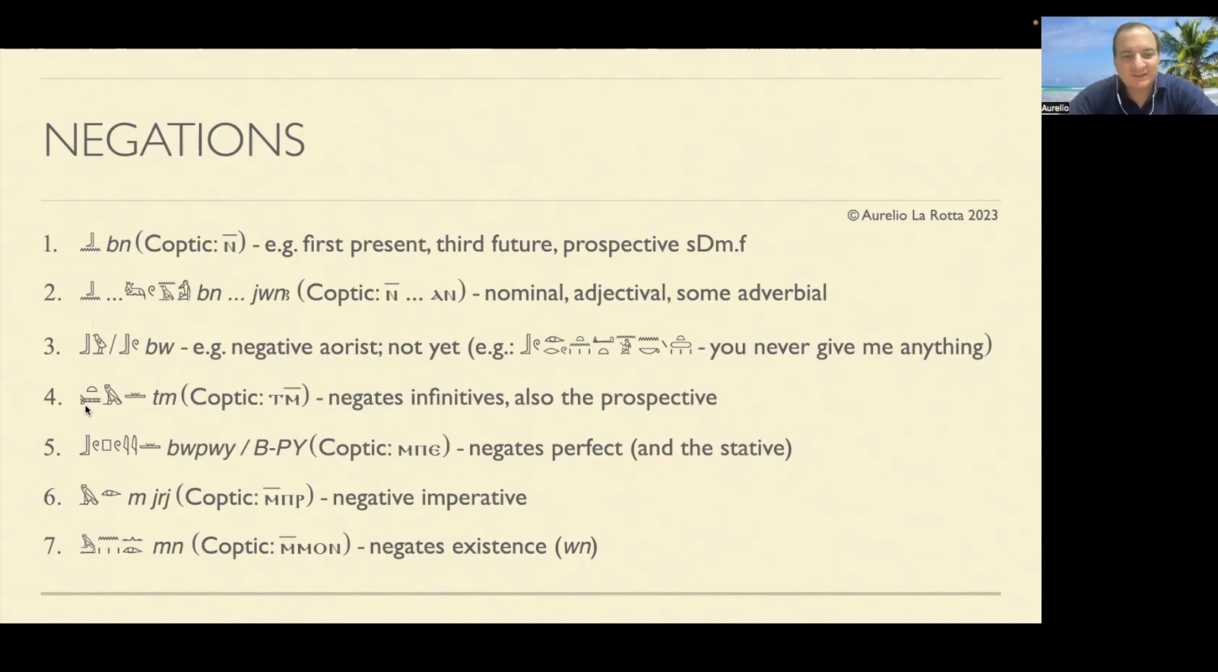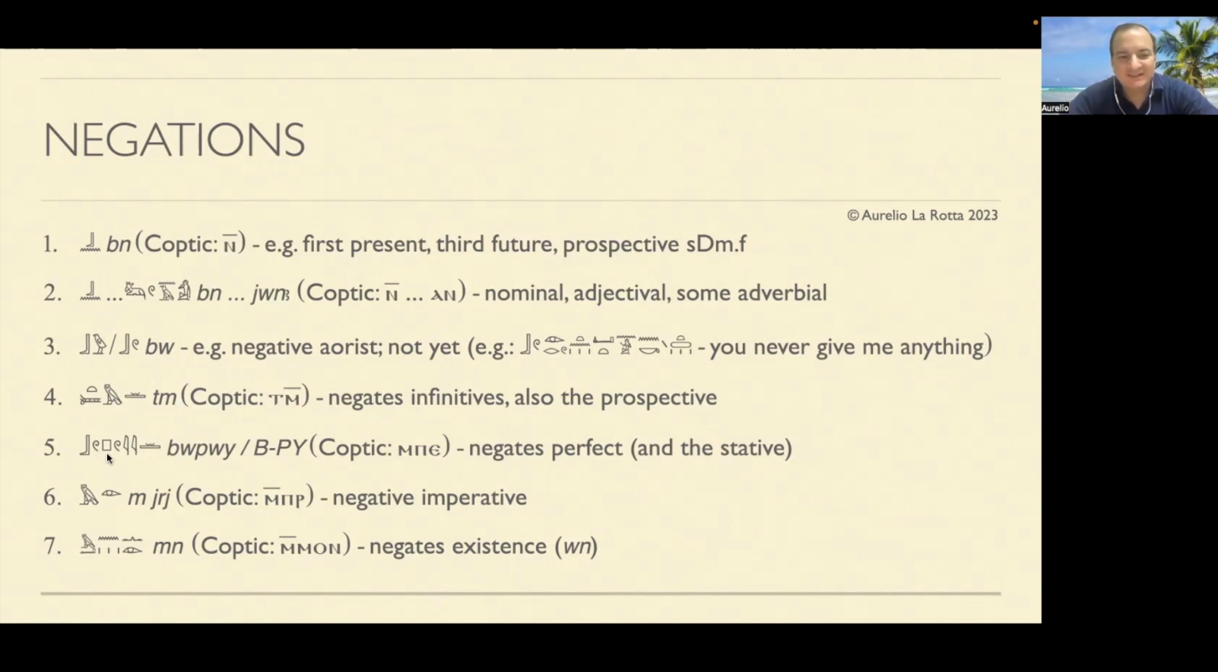Let's see, what else can I tell you? There's tm, which those of you who have studied Middle Egyptian or Coptic will recognize. It's being used to negate infinitives. So they don't take bn, they don't take bw either. They take this old negative particle. It still lives on as tm in Coptic, no big surprises here. It can also be used with the prospective for some constructions. So it's not completely in the bn camp. It can also be negated with tm, depending on what the sentence looks like.